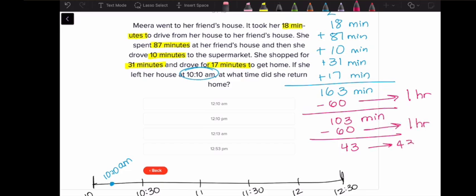So this is going to become another 1 hour, and now we have 43 minutes. So how long was she out of the house? 163 minutes is equivalent to 2 hours and 43 minutes. So let's see where that lands us on our timeline.